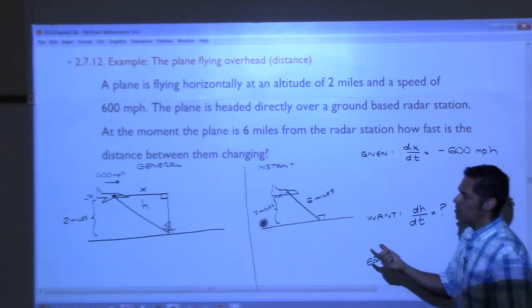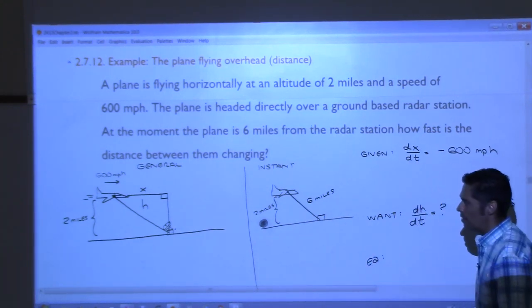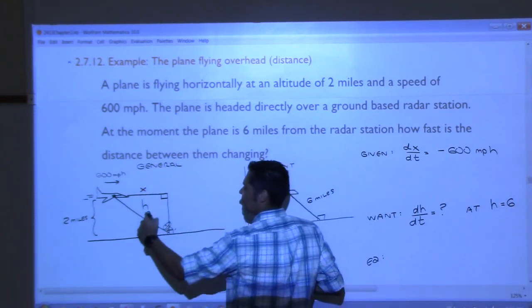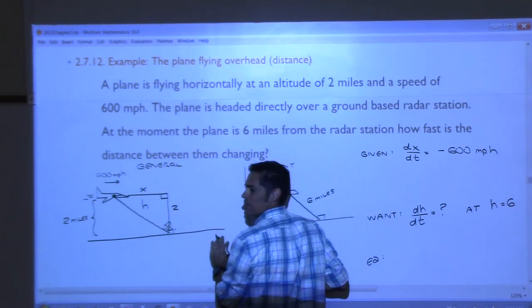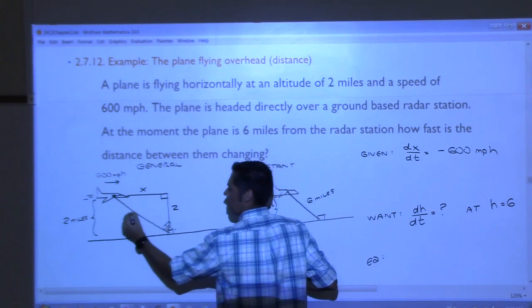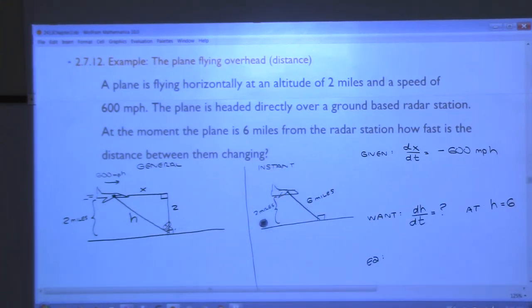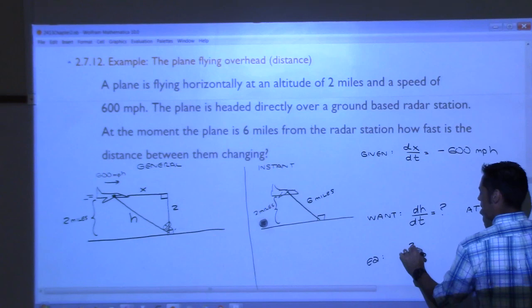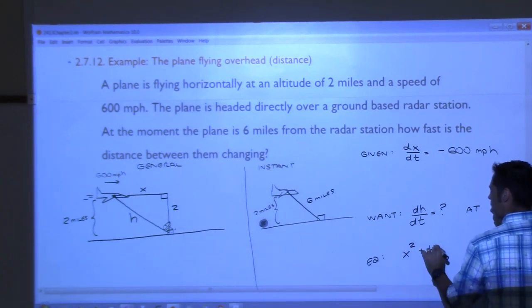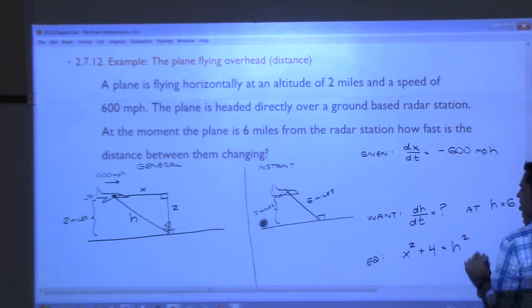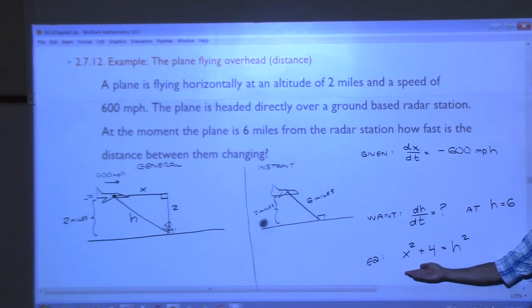Okay, so you can use the Pythagorean identity here, right? Isn't this a right triangle? And this side is 2, isn't it? We'll put h on the outside. You have a right triangle with one side being 2. So by the Pythagorean identity, we know x squared plus 2 squared equals h squared. And that is a nice, clean formula, isn't it?